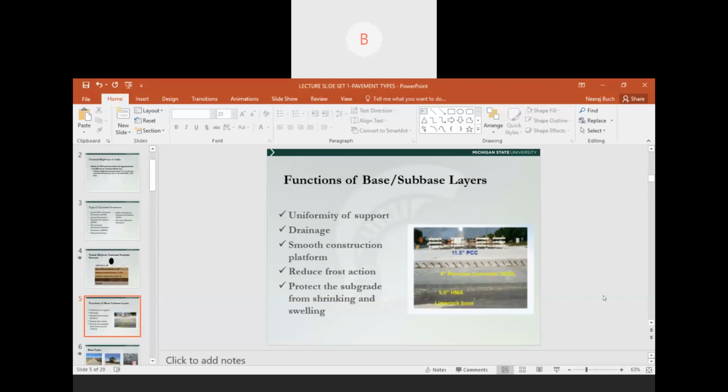Okay. So let's look at each of these layers independently. So why do we have a base layer or a sub-base layer under a concrete pavement? One simple reason is for uniformity of support. And the more uniform the support, the smoother the ride on the concrete pavement is going to be. That is one reason why we have a base and a sub-base under the concrete slab.